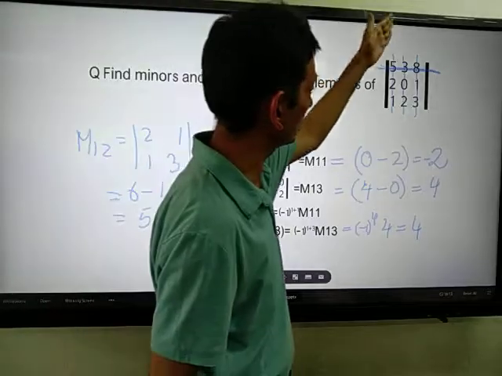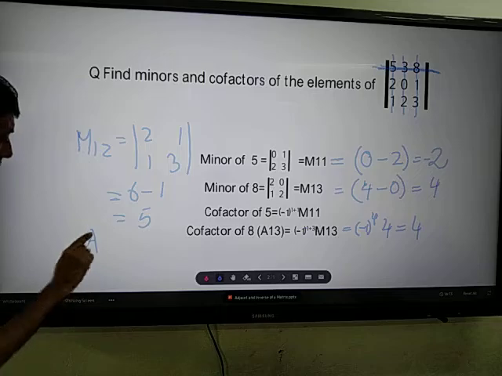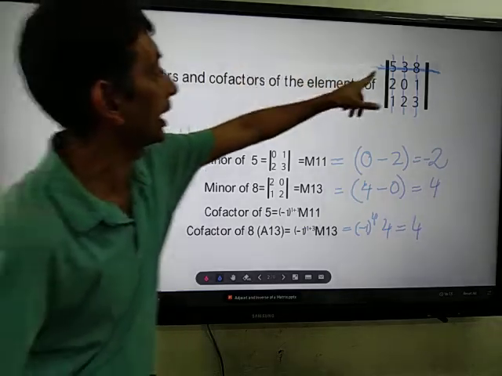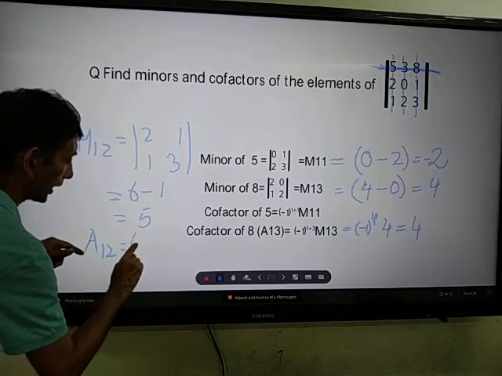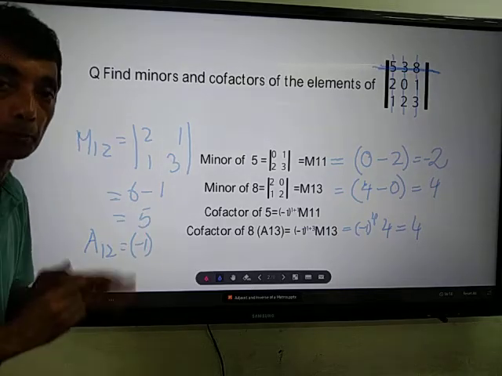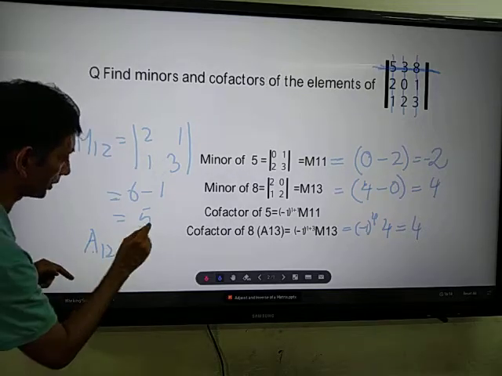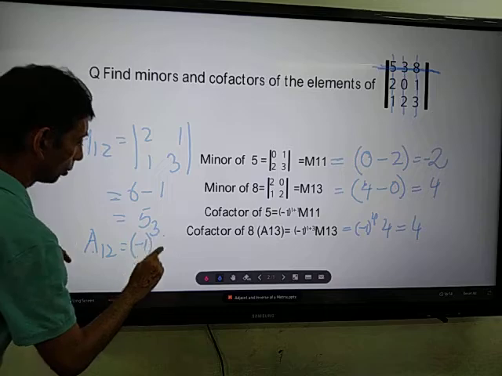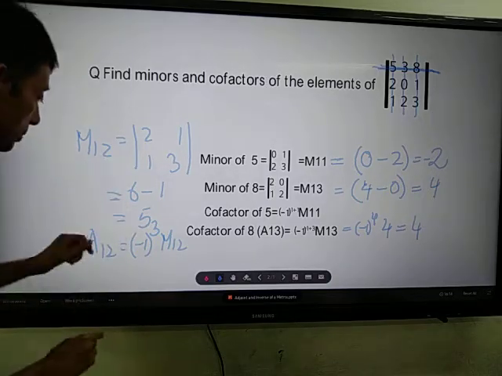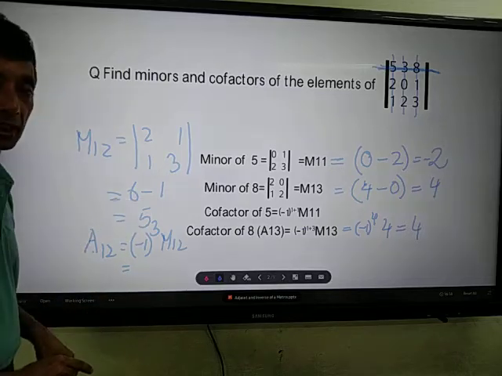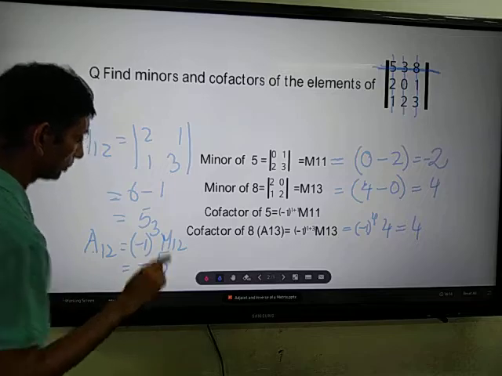Let us calculate the cofactor of the same element. The cofactor is denoted by A, and the position of the element is 1, 2. To find the cofactor, you always need to multiply the minor by minus 1 to the power of the sum of the suffixes. The sum of the suffixes means 2 plus 1 is 3. Then this term is multiplied by the minor of the same position element, M12. Minus 1 to the power 3 is minus, and M12, which you have already calculated, is 5. So it will be minus 5.